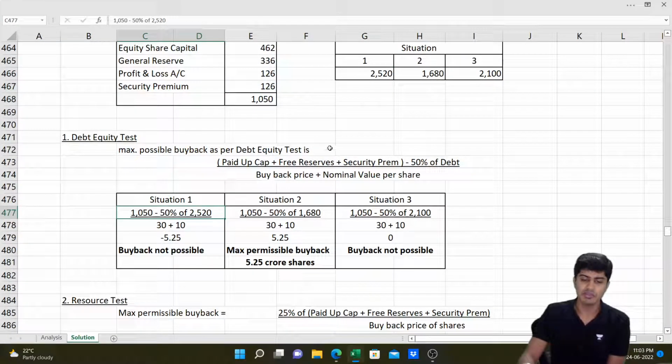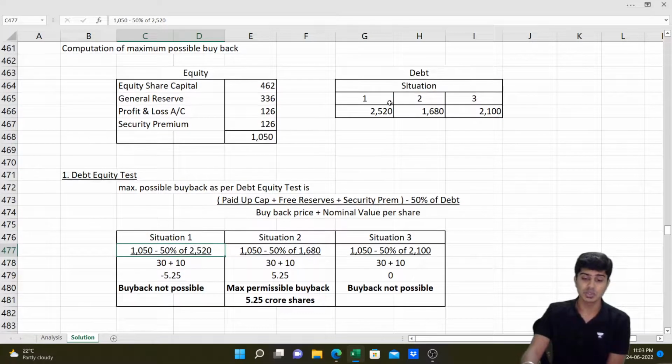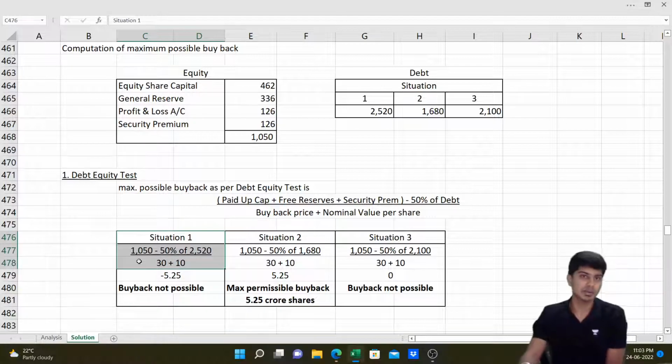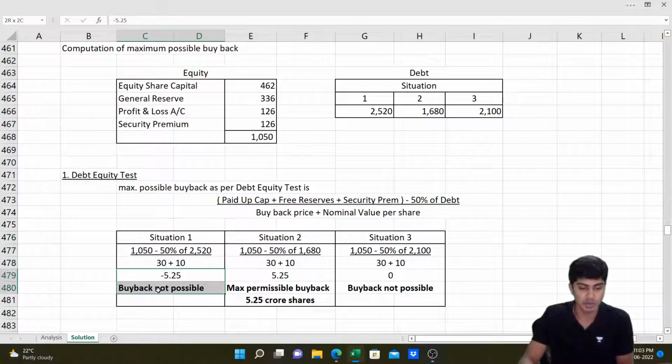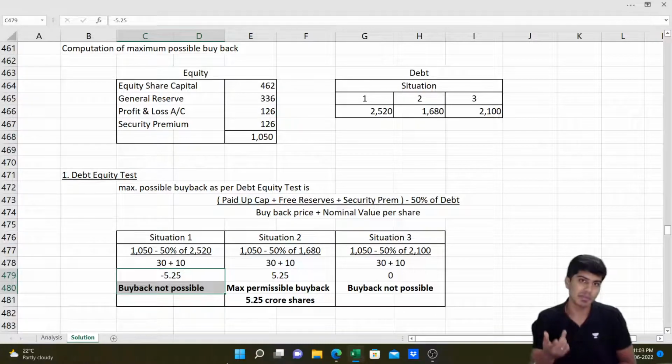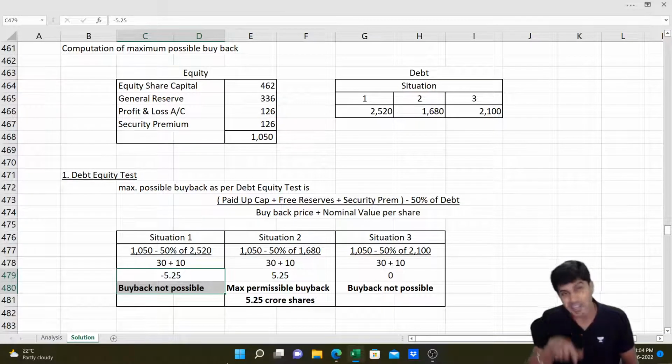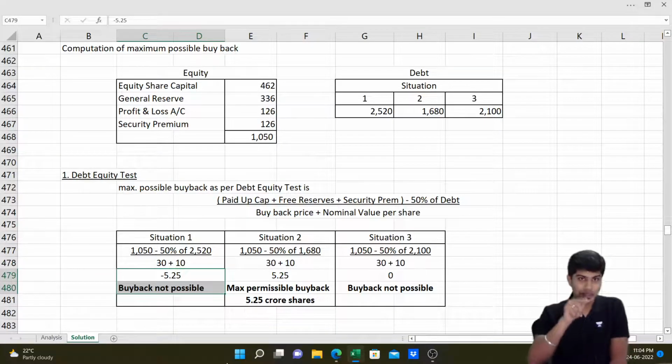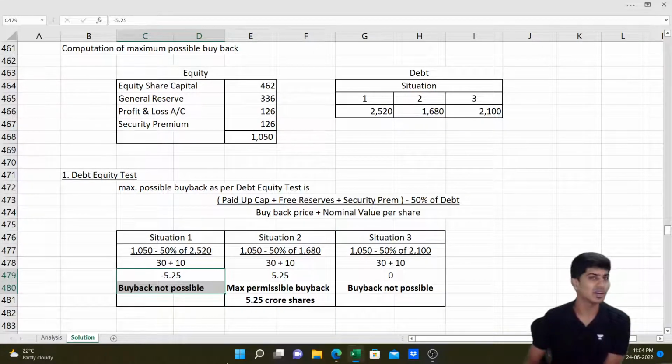So I'll take 1050 minus, in case 1, the debt is 2250. So 50% of 2250, that divided by 30 plus 10. If I do that, I'll get minus 5.25. So maximum permissible buyback is minus 5.25, meaning already the debt equity ratio is bad. The present debt equity ratio itself is bad. You can't go for any further buyback of the shares.